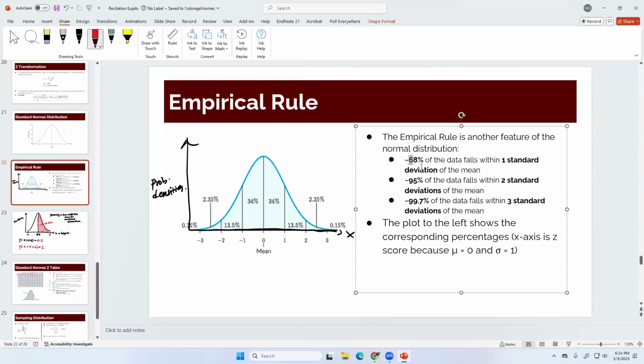So look at this, 68% of the data falls within one standard deviation of the mean. So if you move one standard deviation from the center, the area that you cover is 68%. If you move 2 standard deviations from the center, the area that you cover is 95%. If you move 3 standard deviations from the center, the area that you cover is 99.7%. So this is what the empirical rule tells you. It tells you the different coverage by the normal distribution, okay?